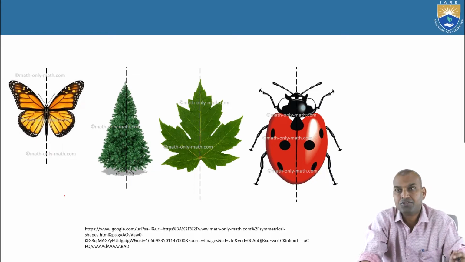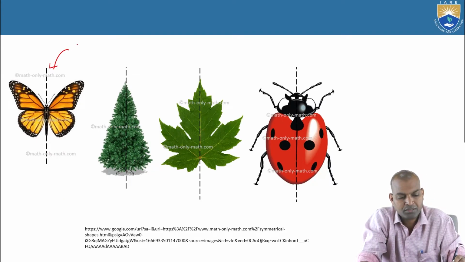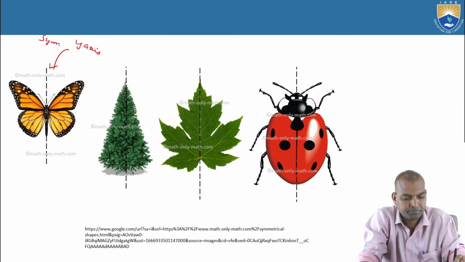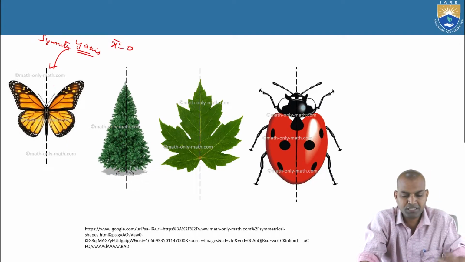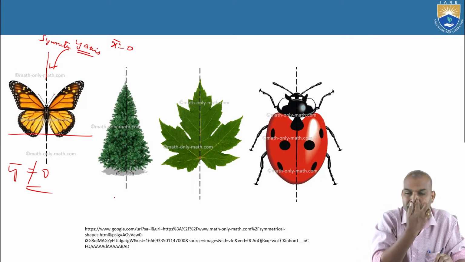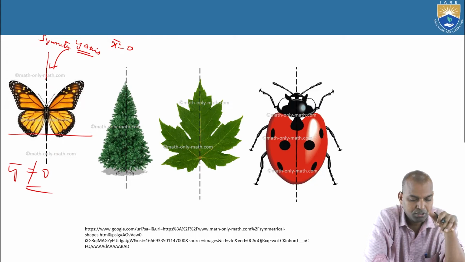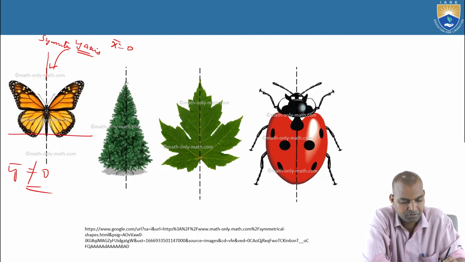These are certain natural figures. It is symmetrical about what? The y-axis. Symmetrical. And bar x equals 0. For all these figures, bar x equals 0. This is the reference axis. What about bar y? Bar y is not equal to 0 because it is not symmetrical about the horizontal axis. So it is symmetrical about the x-axis.